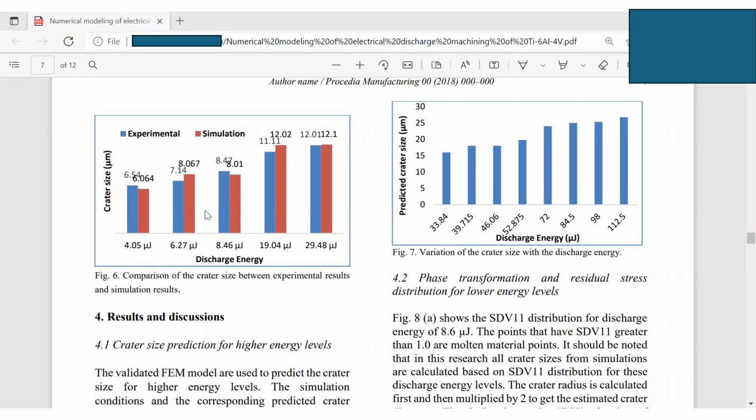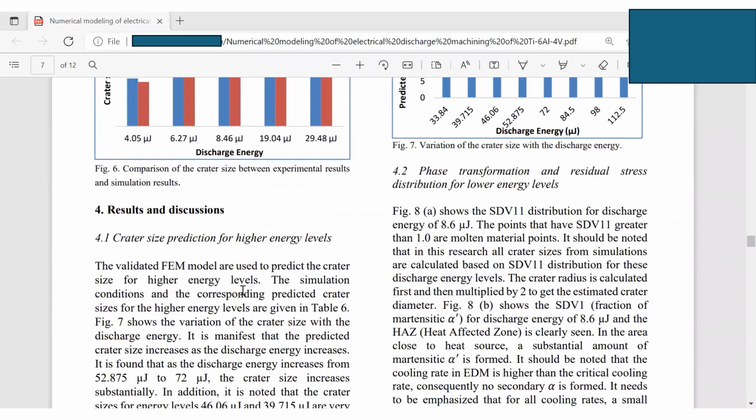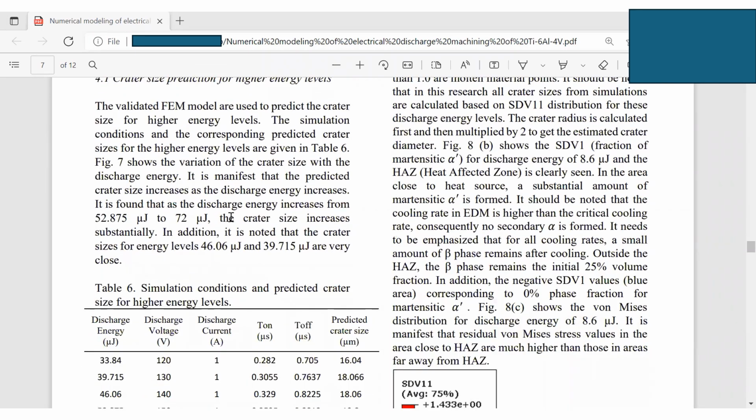And we can see the simulation results are very close to the corresponding experimental results. That means our model has been validated. Only after we validate our model can we use this validated model to do the predictive modeling. Right? So here are the results and discussions.